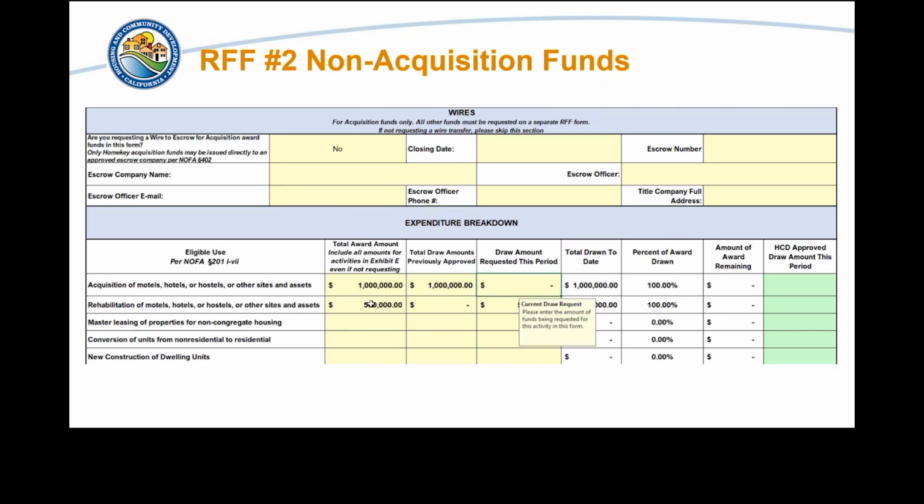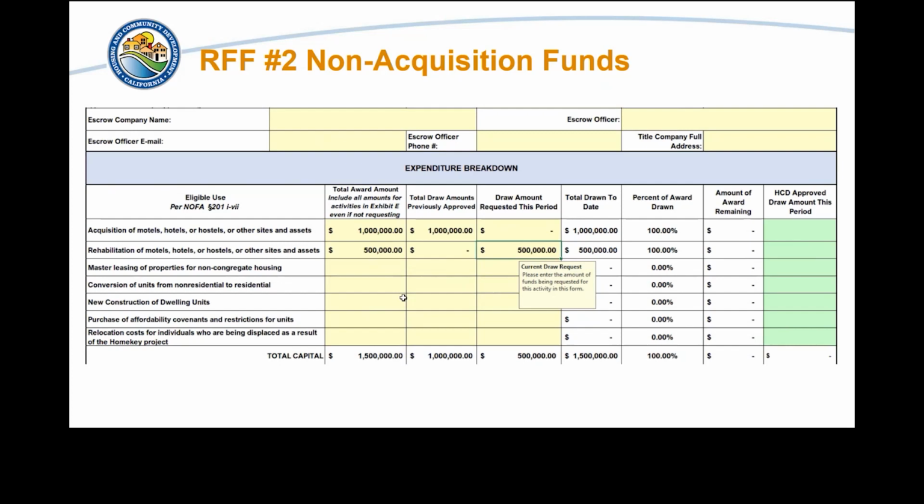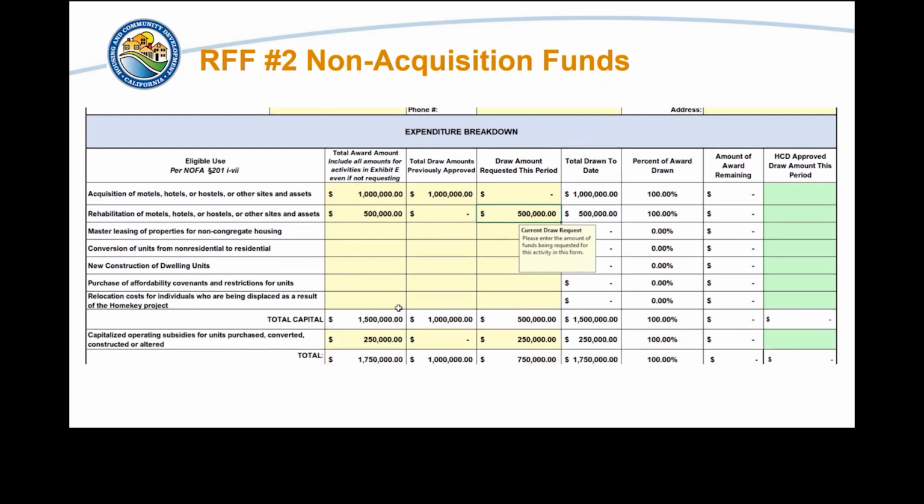In the row for rehabilitation, the total award amount will be $500,000. Put 0 in total draw amount previously approved and $500,000 in draw amount requested this period. In row 36, you will list $250,000 in the total award amount cell. Then you'll place 0 for total draw amounts previously approved and $250,000 for draw amounts requested this period. And that's it. Congratulations. You have successfully filled out your RFF forms for wire and regular disbursements.